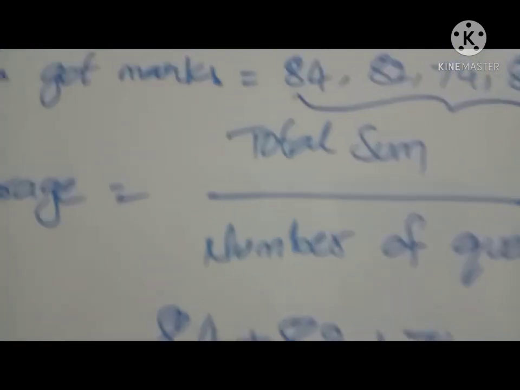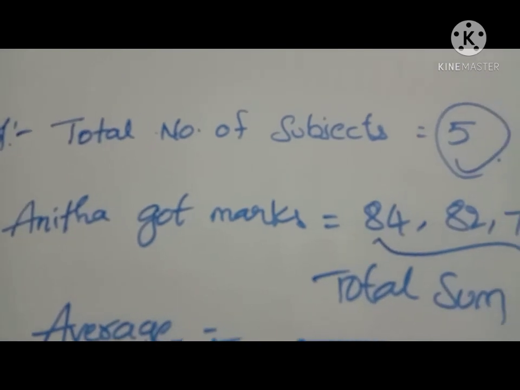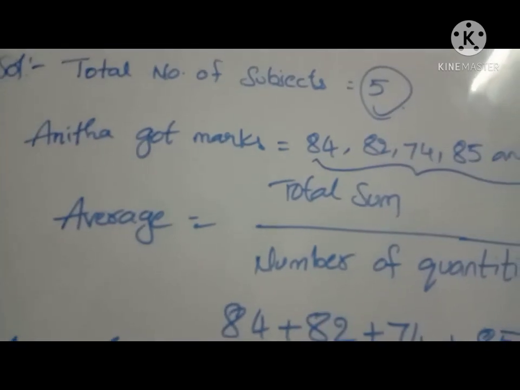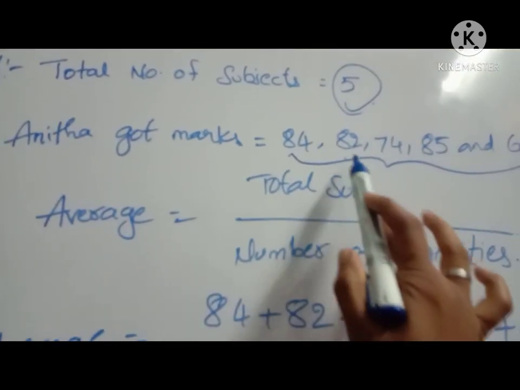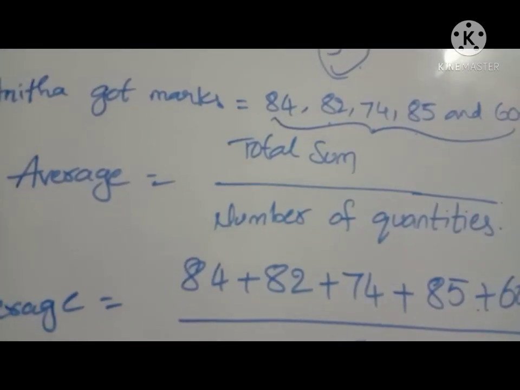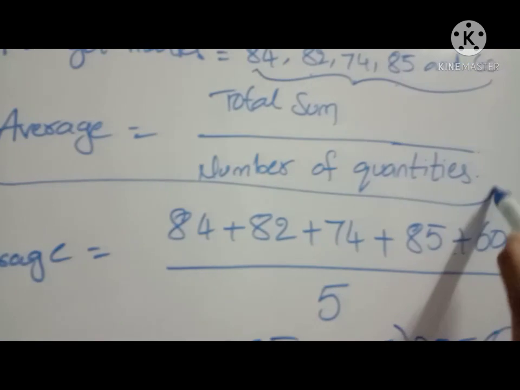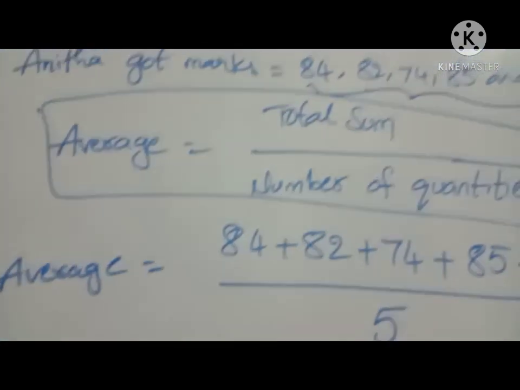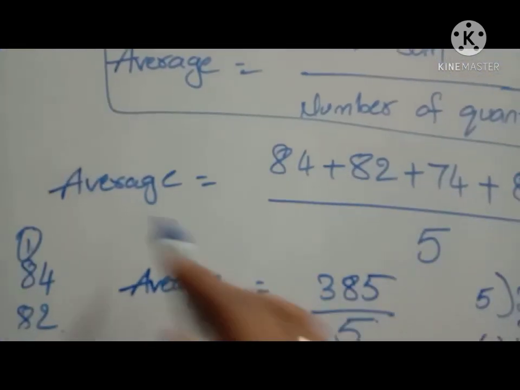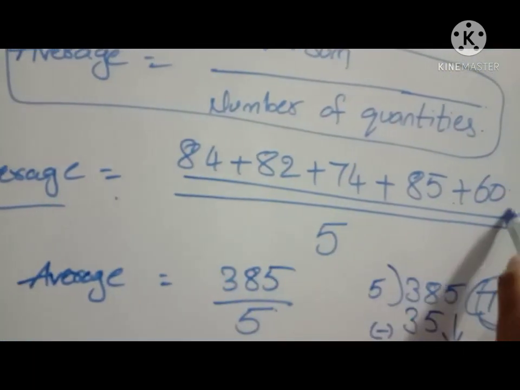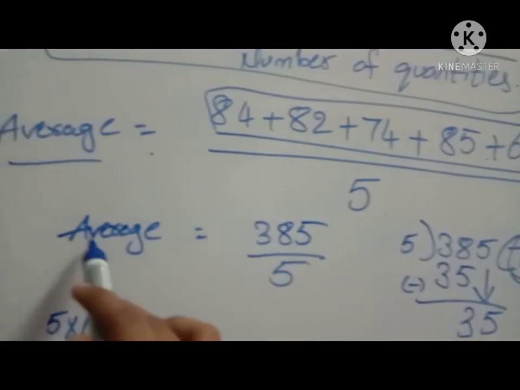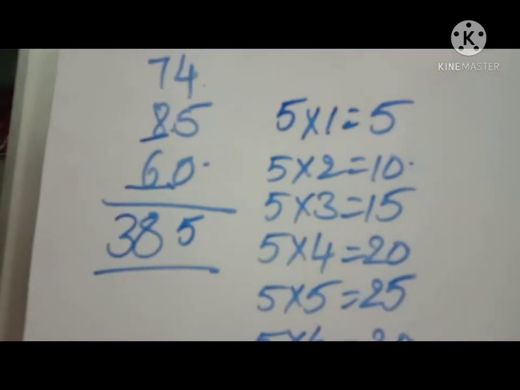77. First what to do? However many subjects are there, we wrote all the subjects. Total number of subjects is equal to 5. Again, Anita got marks. How many marks did she get? 84, 82, 74, 85 and 60. Whatever marks she got, write all the marks. Again we have to write the formula. Average formula is there, no? Average is equal to total sum by number of quantities. Write that one. Afterwards, average is equal to the addition of all the numbers here, divided by 5.